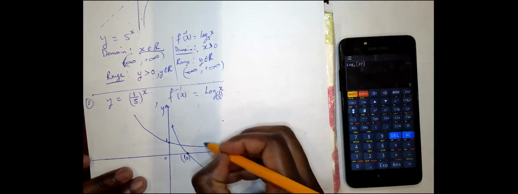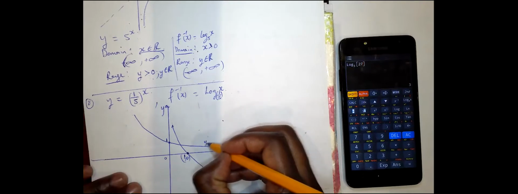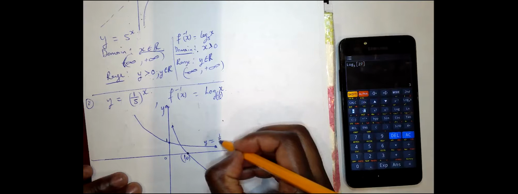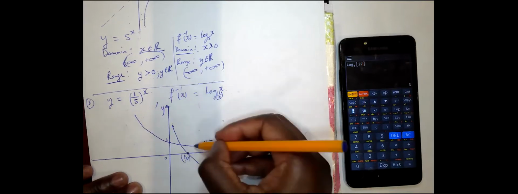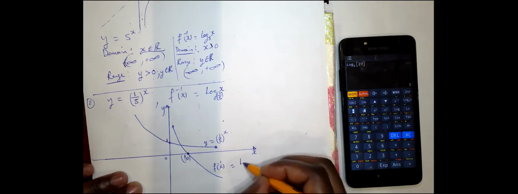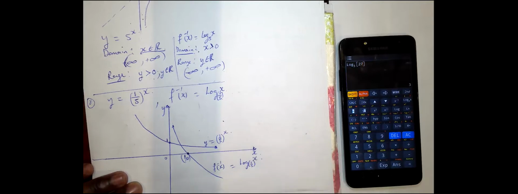We have a graph here of y equal to 1 over 5 to the power of x. It's a fraction here. When it's a fraction, it's actually a reflection in the y-axis. Now here is f to the power of -1, which is the inverse, equal to log base 1 over 5 of x. That's what we have here.